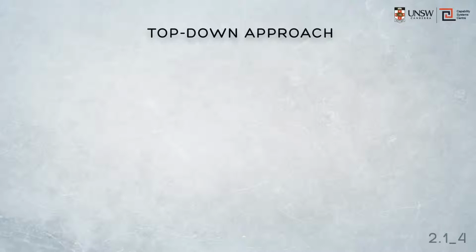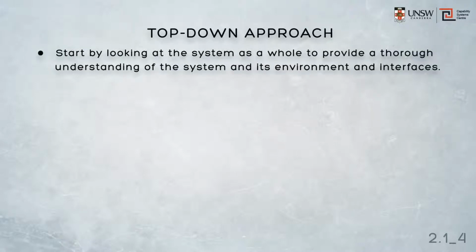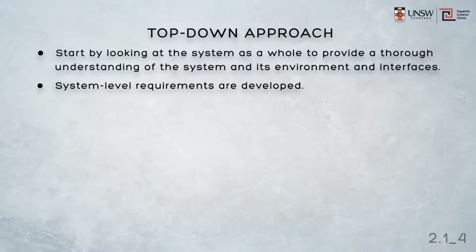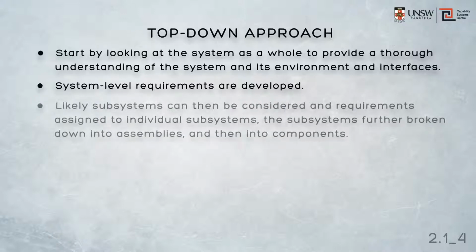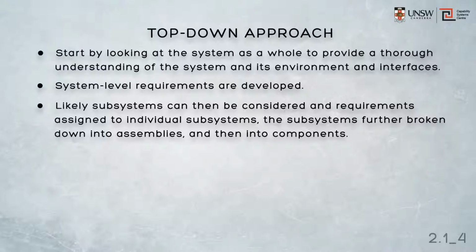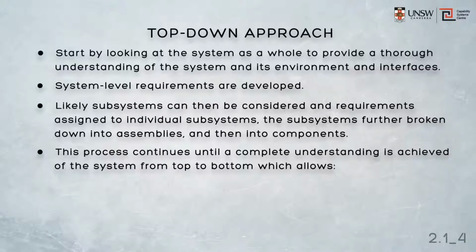In systems engineering, therefore, we begin by addressing the system as a whole, which facilitates an understanding of the system, its environment, and its interfaces before we go about specifying exactly what's inside the system. We start, therefore, with system-level requirements. Once we understand those, the system is then broken down into subsystems, subsystems broken further into assemblies, and then into components, until a complete understanding of the system is achieved from top to bottom. This top-down approach is very important in managing the development of complicated systems.